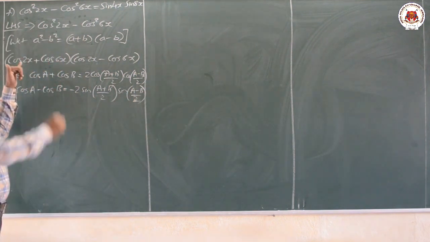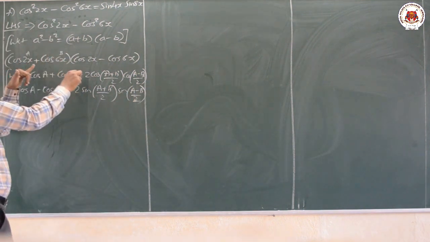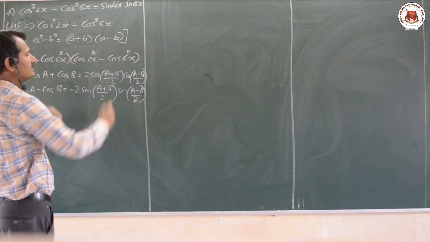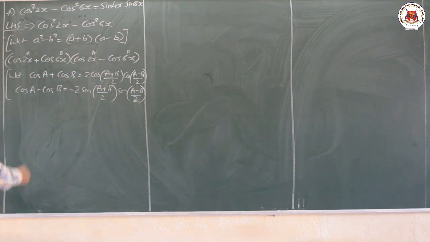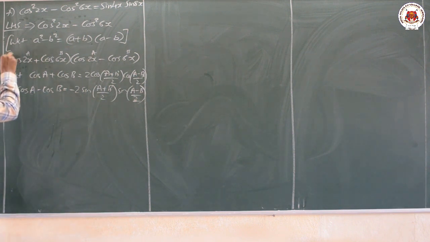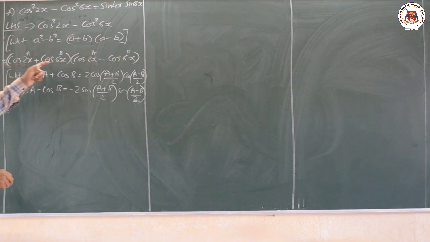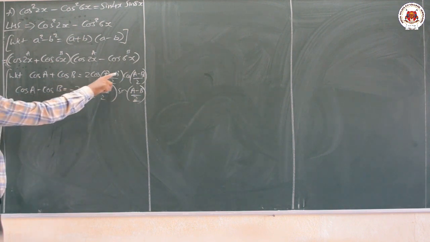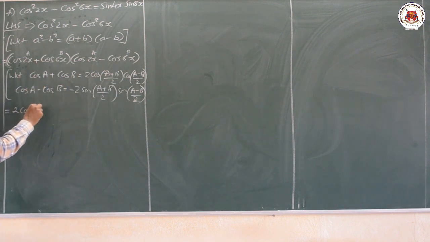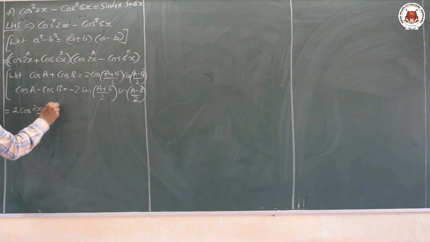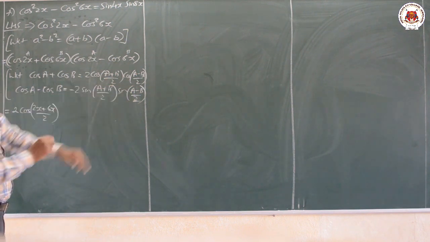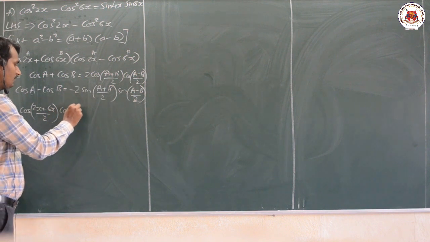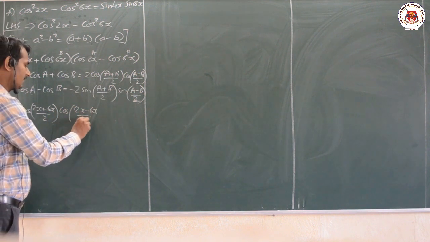Now here a means it is 2x, b means it is nothing but our 6x. I will make use of the formulas here. Now what formulas we get here, that we shall understand. First of all, cos 2x plus cos 6x, that is cos a plus cos b. What we get here is 2 cos of (a plus b) by 2, a plus b means 2x plus 6x whole by 2, into cos of (a minus b) by 2, that is cos of (2x minus 6x) divided by 2.